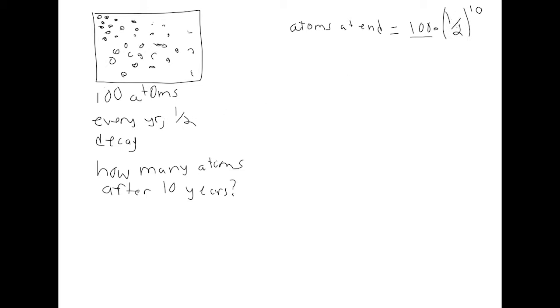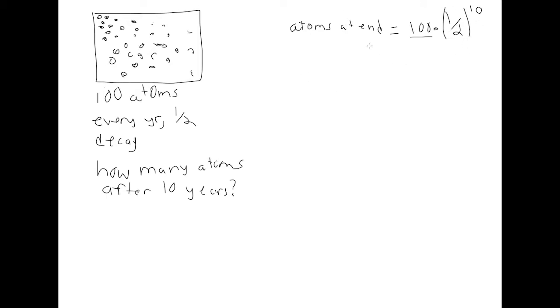Now when we put 1/2 to the 10th power, we're halving it 10 times. And that's what you need to do if you're trying to find out how many atoms are going to be left after 10 years. Because half of them are going to decay every single year, and it's going on for 10 years. So we have to multiply it by 1/2 10 times. So that would be how we would solve it. I'm not actually going to solve it, but you're welcome to if you want to.